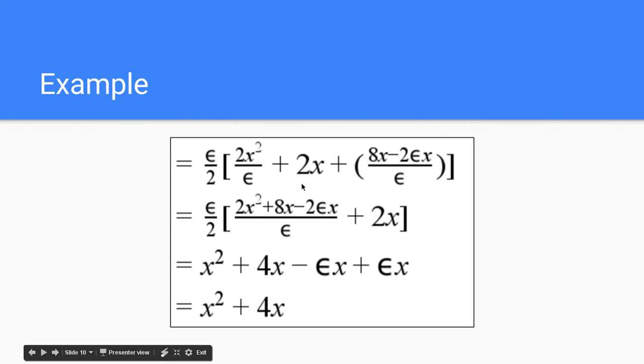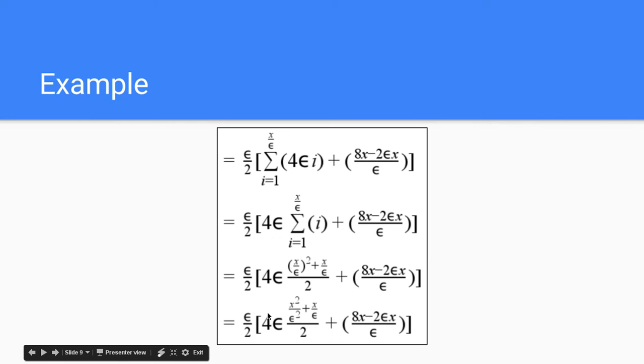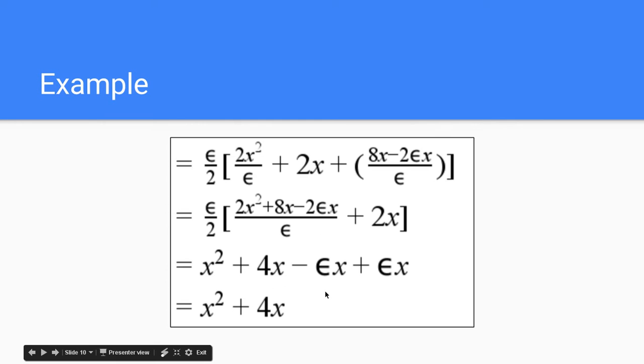So here, what I've done is I've taken 4 epsilon and I've multiplied it into it. So the 4 cancels out the 2 on the bottom. However, there's 2 left over, so these both get 2 multiplied by them. And the epsilon cancels out one of these epsilons. So we end up with just 2x squared over epsilon plus 2x.